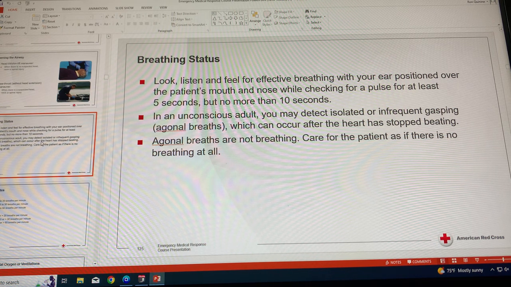Okay. Now, look, listen, and feel for effective breathing with your ear positioned over the patient's mouth and nose while checking for a pulse for at least 5 seconds, but no more than 10 seconds. In an unconscious adult, you may detect isolated or infrequent gasping, agonal breaths, which can occur after the heart has stopped beating. Agonal breaths are not breathing. Care for the patient as if there is no breathing at all.